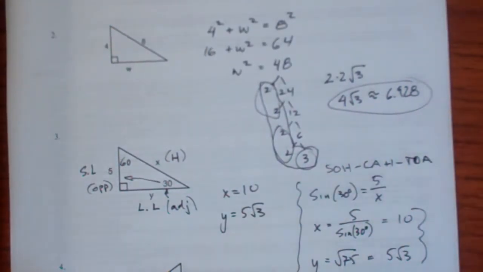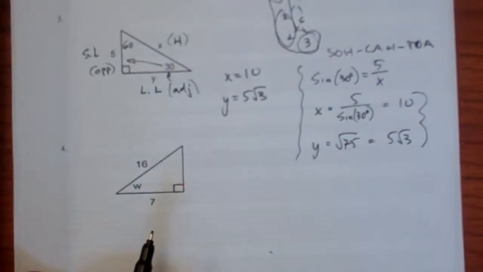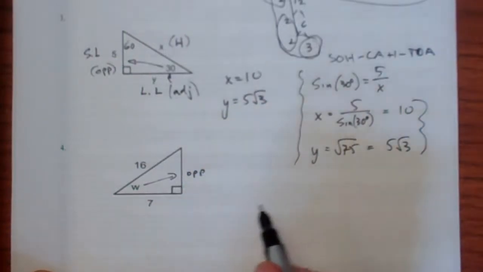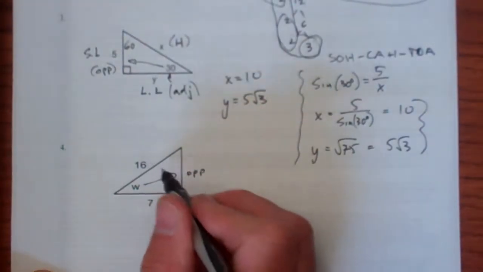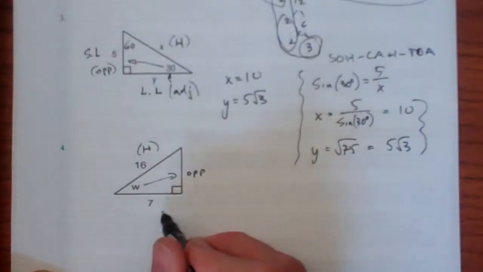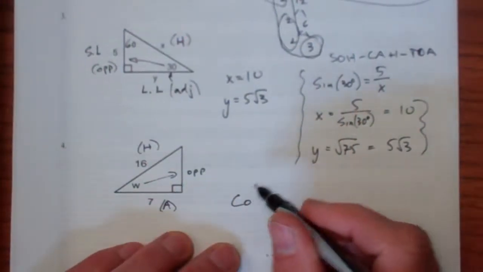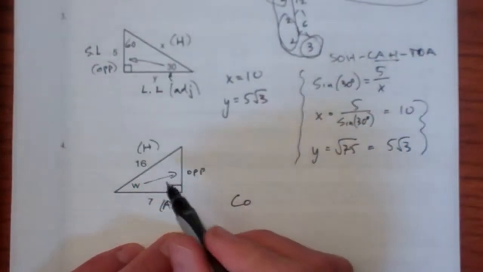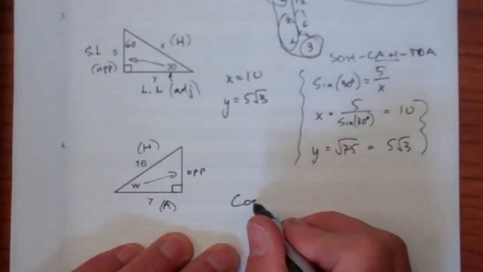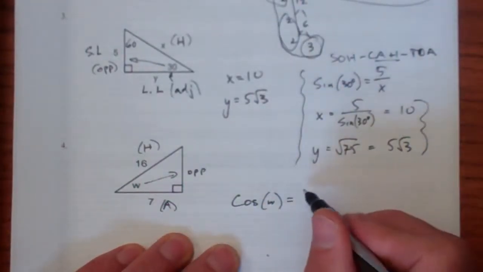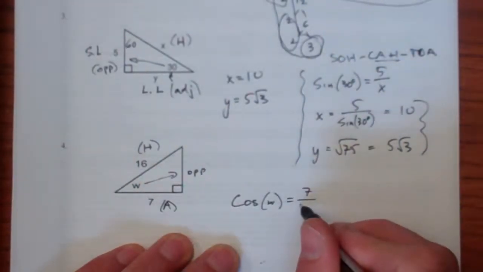Alright, down here, the only way to do this is with SOHCAHTOA. This is the opposite side. I don't know that. I don't care about it. I do care about the fact that this is the hypotenuse and this is the adjacent side. So that's cosine. That has adjacent and hypotenuse in it. So cosine of w is equal to 7, the adjacent side, over 16.